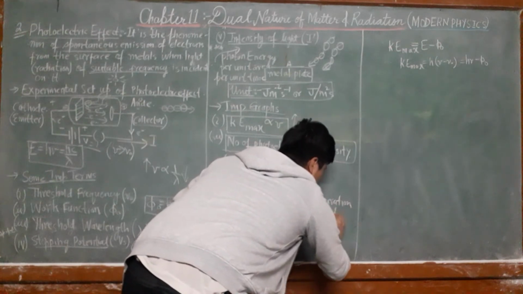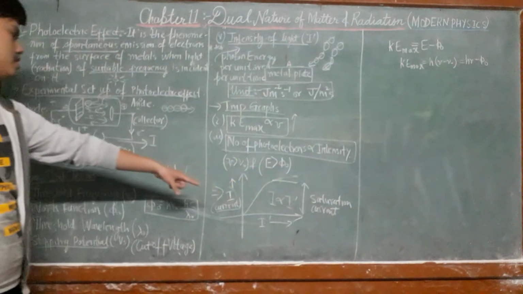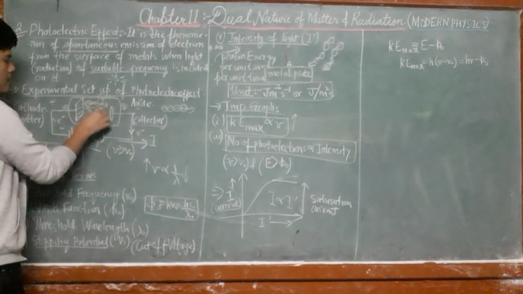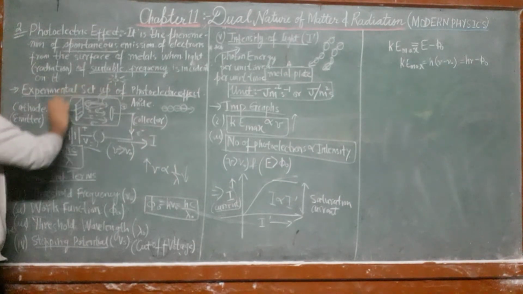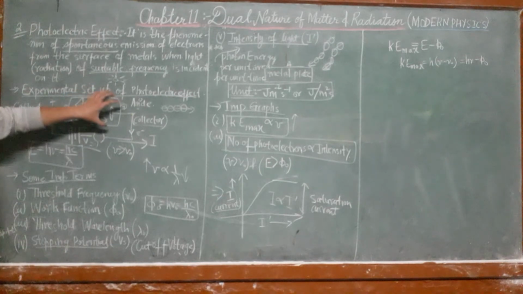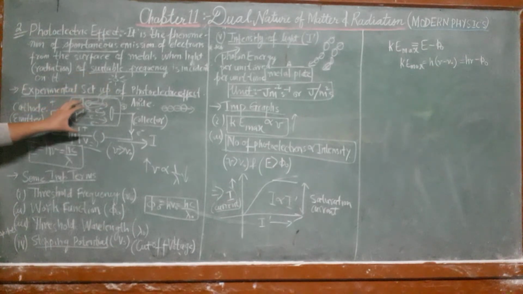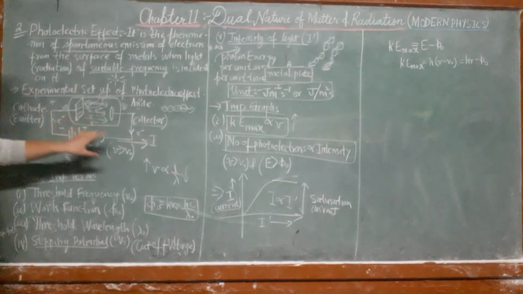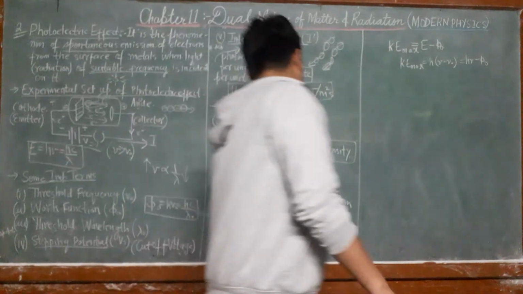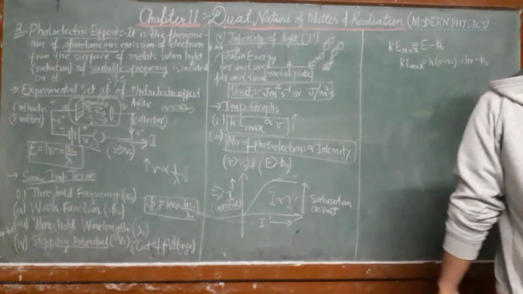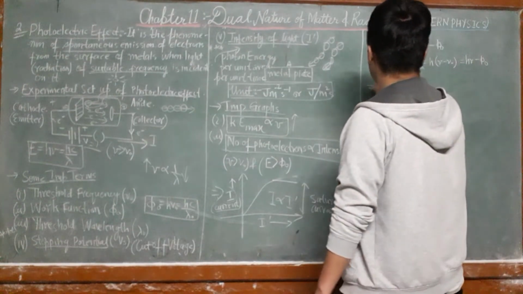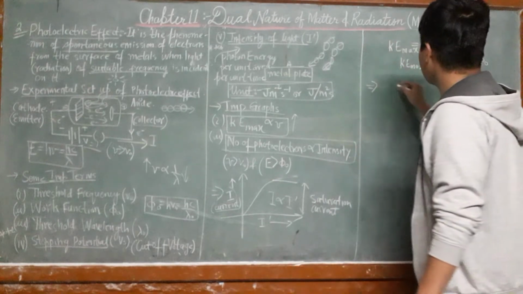Saturation current, because at some point there is an electron cloud in the vacuum tube. The electrons form a cloud in the vacuum tube and no more electrons can be released. So at some point the saturation current is reached. Okay, this is the case. Now the next graph.